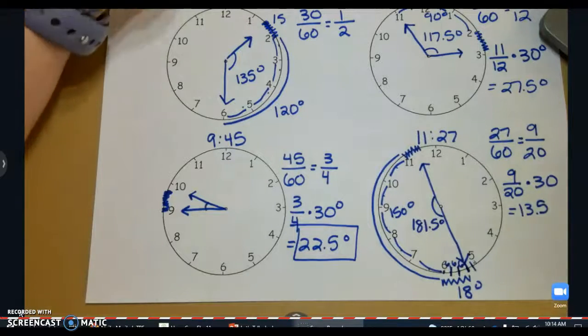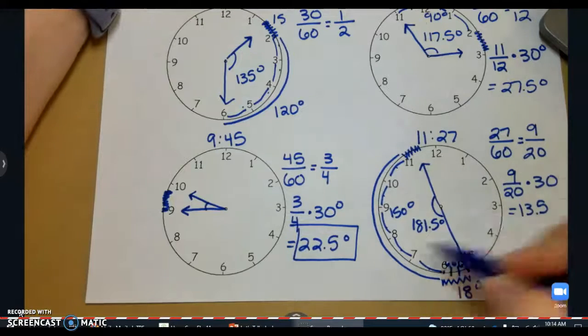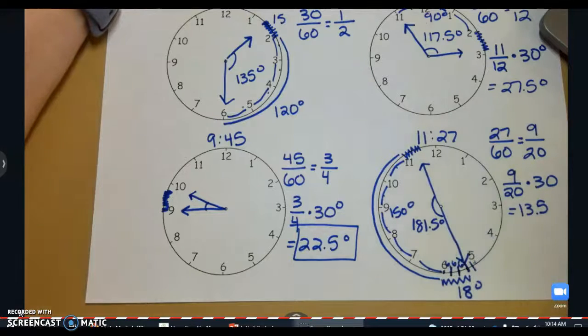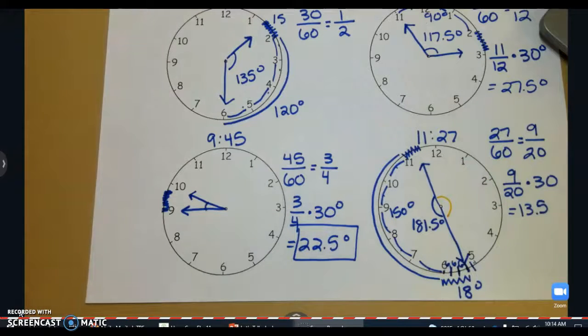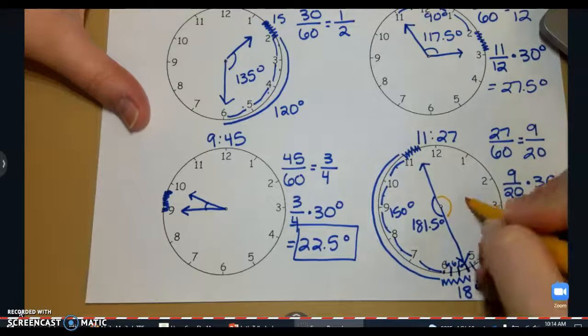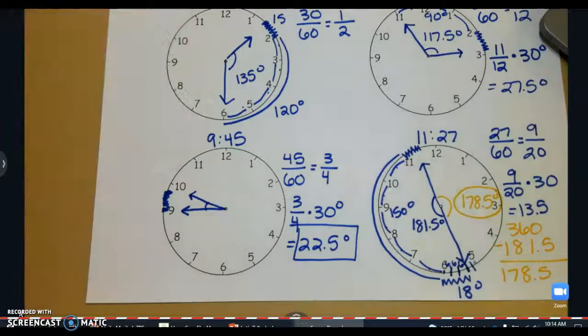Now, when we're finding the angle between the hands of a clock, we want to find the smallest angle. This is not the smallest angle because this is more than half of my total angles in the clock. So what I want to find to get the smaller angle is this angle measure on the opposite side. And I'm going to do that simply by subtracting 181.5 from 360. And I'm going to get 178.5. So 178.5 degrees is the angle measure between the hands of the clock at 11:27.